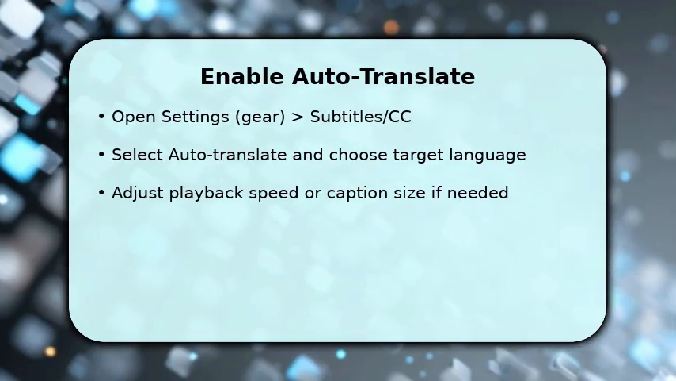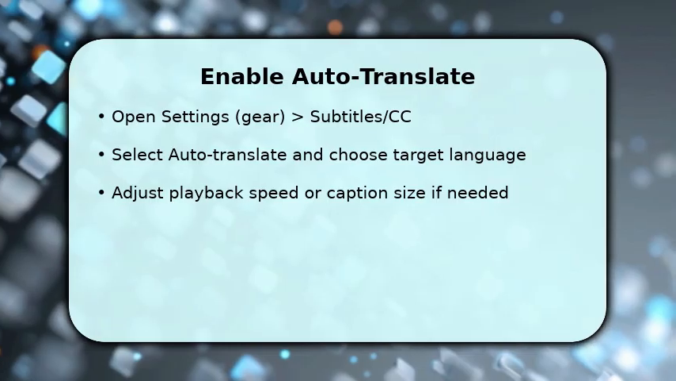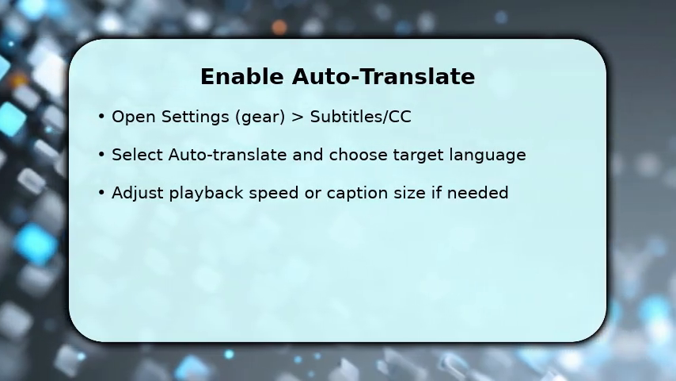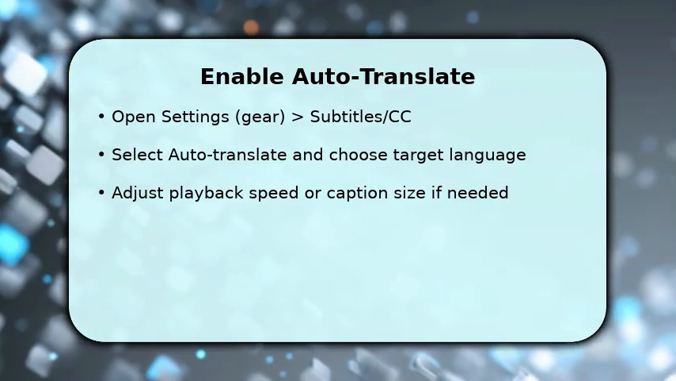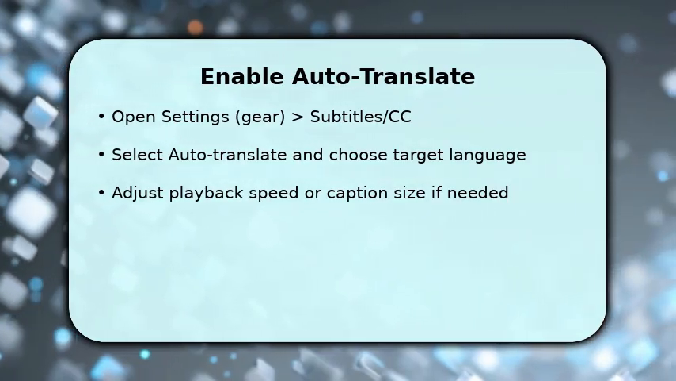Now you enable auto-translate. Open Settings, choose Subtitles/CC, and select Auto-Translate. You will see a long list of target languages. Pick the one you need. Make sure to confirm the original captions language if prompted, because accuracy depends on that match.